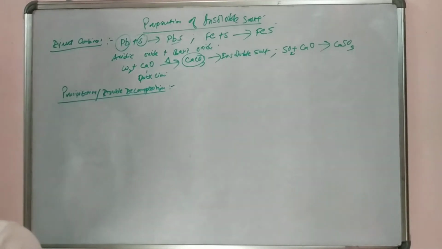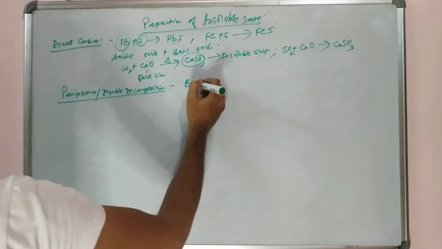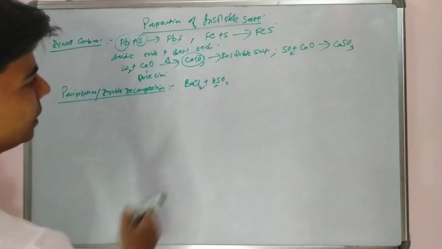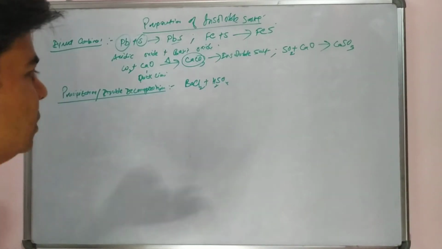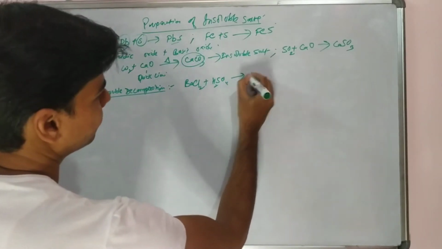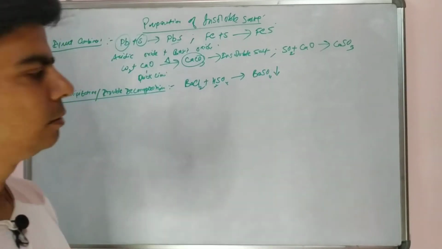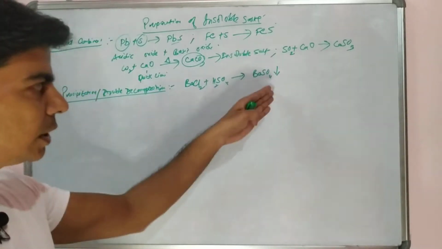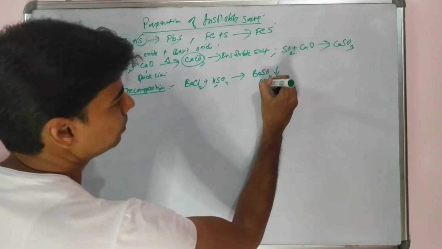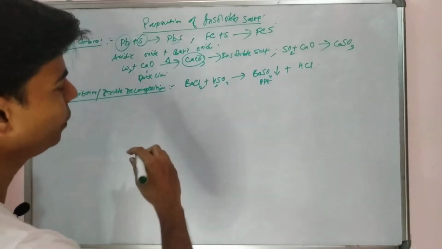Let's take the example of barium chloride and sulfuric acid. We said exchange of radicals, so this is a double decomposition reaction. Let's see how. The product would be barium sulfate, which is an insoluble salt. The downward arrow shows that it's a precipitate, a PPT, plus HCl. So how is it a double decomposition?